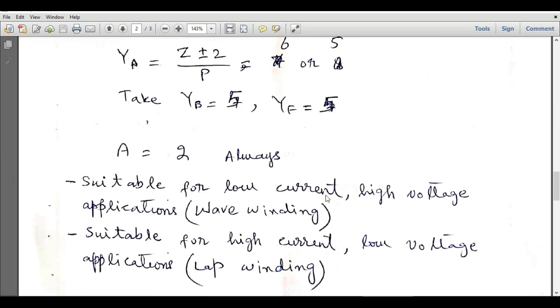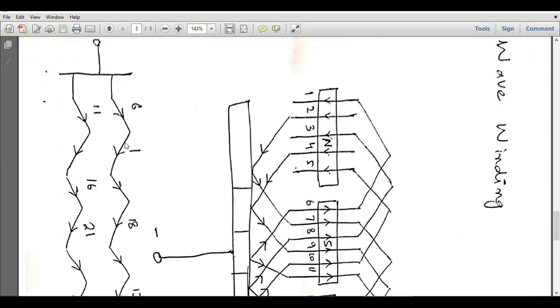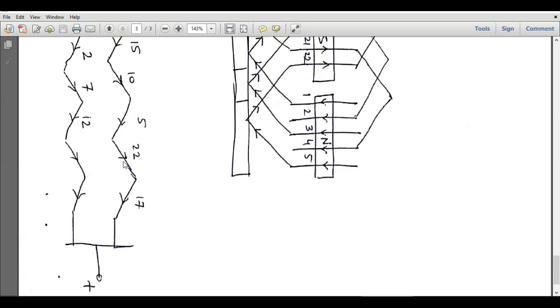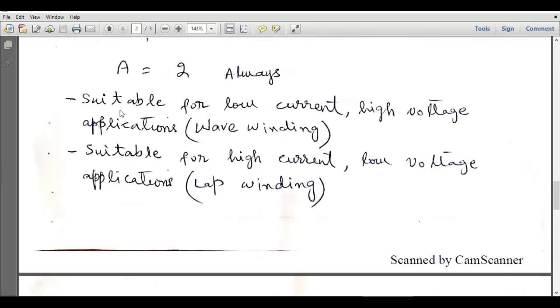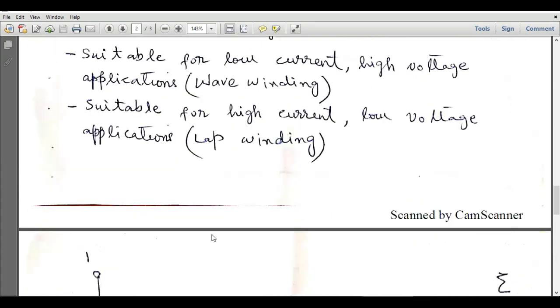And wave winding is suitable for low current and high voltage applications because you can see in wave winding we have only two parallel paths, so current will be small, but the number of conductors in one parallel path is very large. So we have more conductors in one parallel path. So the total voltage will be high. So for high voltage and low current applications, we will use wave winding, and lap winding will be used for high current and low voltage applications because in lap winding we have more parallel paths, but the number of conductors in one parallel path is small. So voltage will be small and current will be high in case of lap winding.